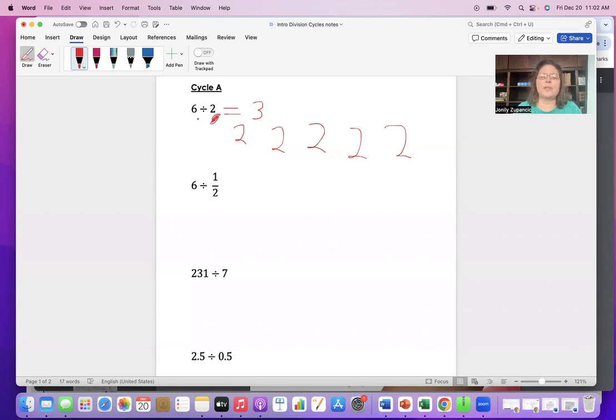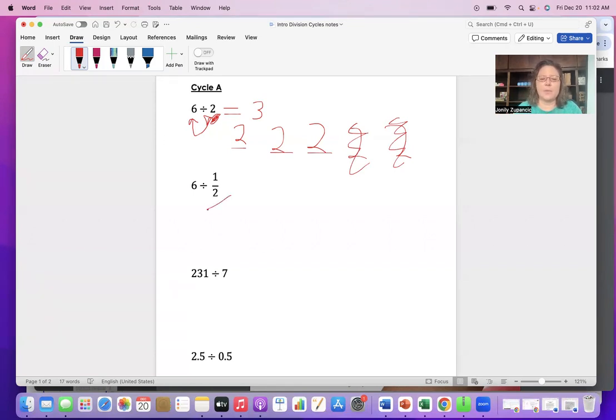Skip counting by 2s. When do I stop? How do I know when to stop if I'm skip counting by 2s when I have the problem 6 divided by 2? Well, division is defined such that the second number is my skip counting number, and I'm skip counting to land on the first number, which in this case is 6. So I didn't need all 5 of these 2s, because when I skip count by 2s, I get to 6 after 3 skip counts. Hence, 6 divided by 2 is 3.